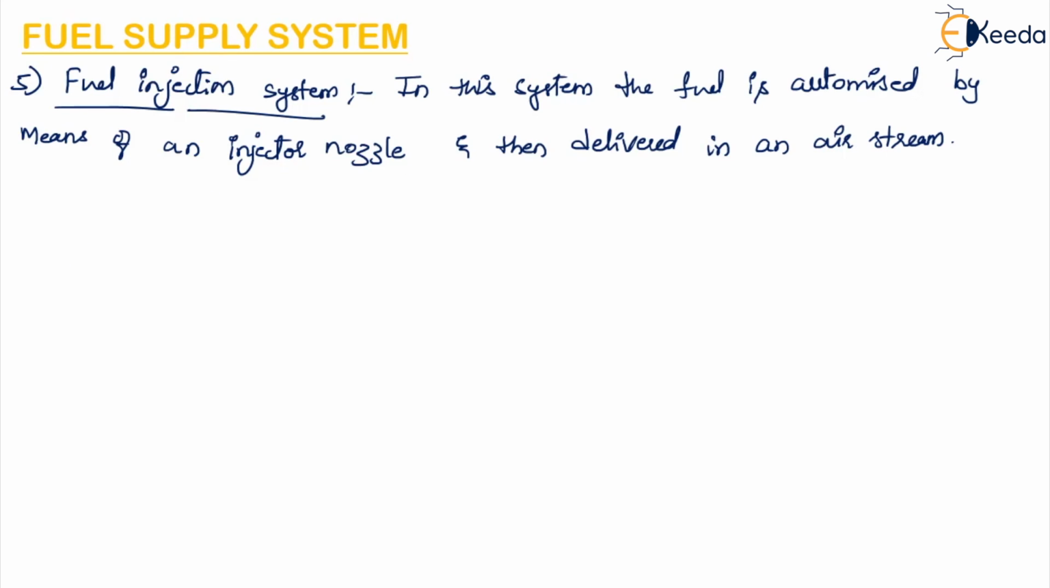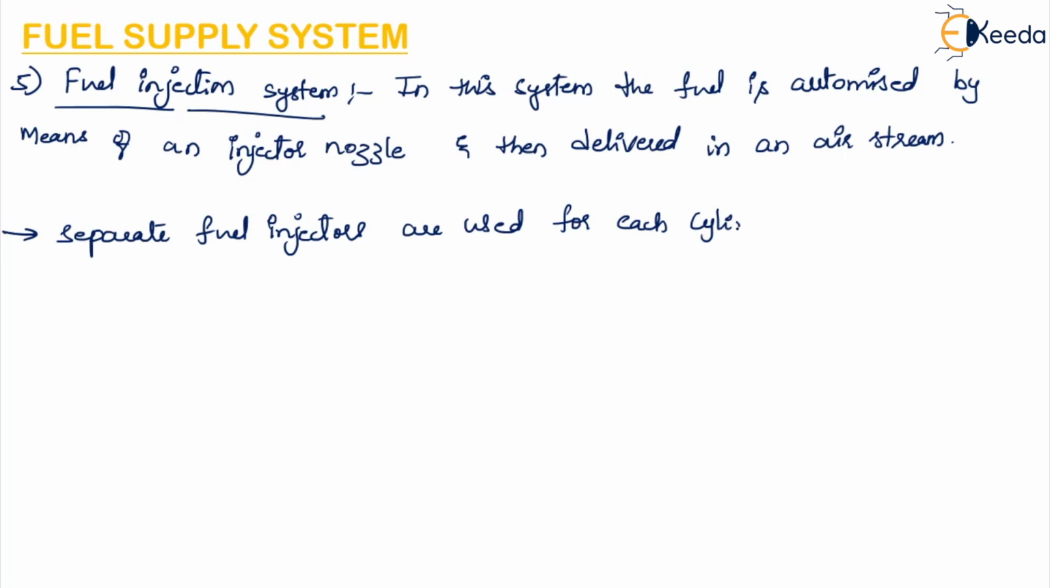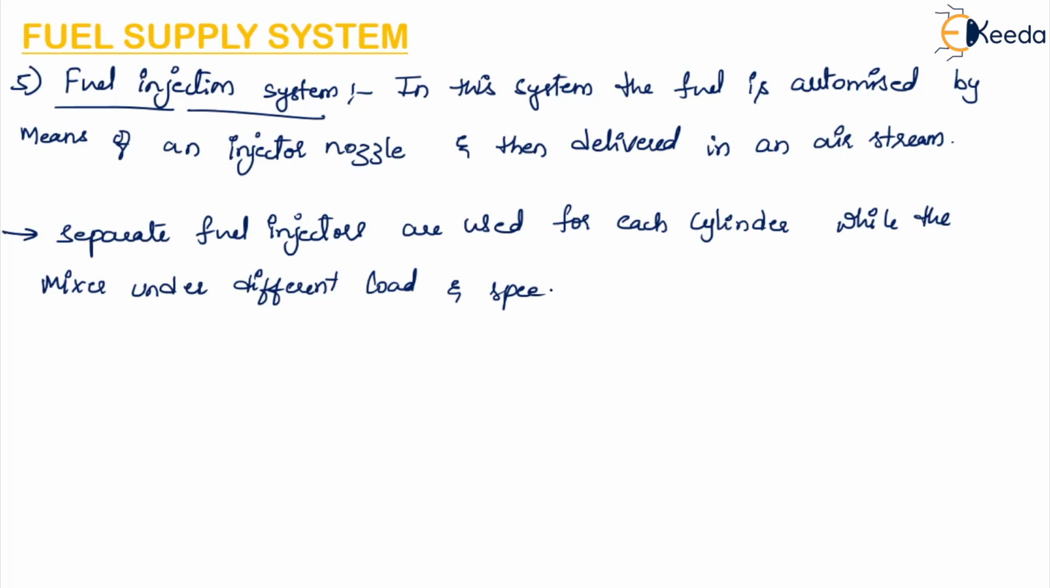Separate fuel injectors are used for each cylinder, while the mixture under different load and speed conditions is controlled electronically. So this is the most accurate fuel supply system.